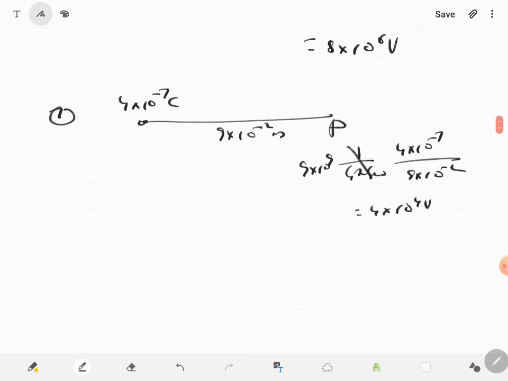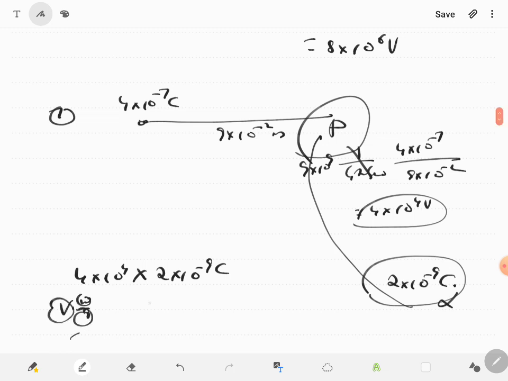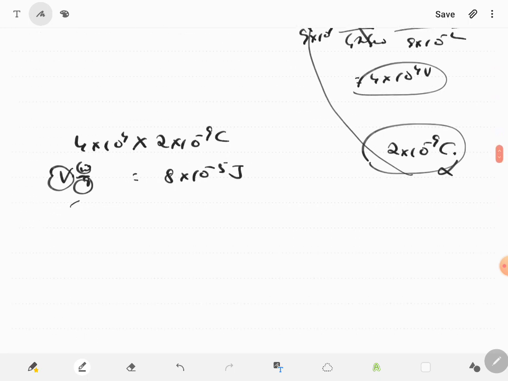The next part of the question is find the work done in bringing a charge of 2 into 10 to the power minus 9 coulomb from infinity to this point P. If you're going to bring it from infinity, you know the potential at the point P, which you found out to be 4 into 10 to the power 4 volts. The potential multiplied by the charge that you're going to bring will give you the work done. V is equal to W by Q, W is equal to V into Q. This answer would turn out to be 8 into 10 to the power minus 5 joules. That's your example 7. And that's the example 2.